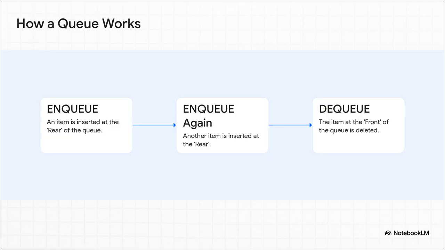The operations for a queue are just as clear-cut. New items get added to one end, called the rear. That's the enqueue process. And when it's time for an item to be processed, it's taken from the opposite end, the front. That's called dequeue. It's just a fair, orderly system, exactly like any line should be.